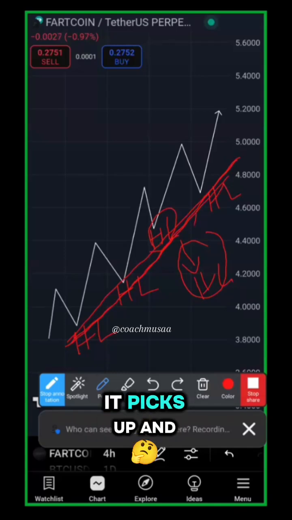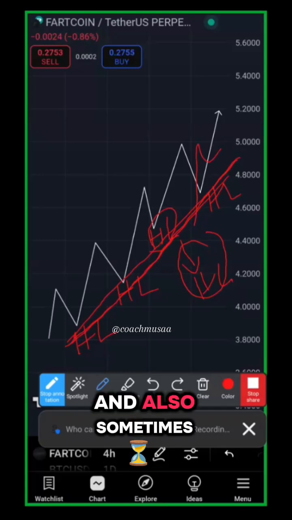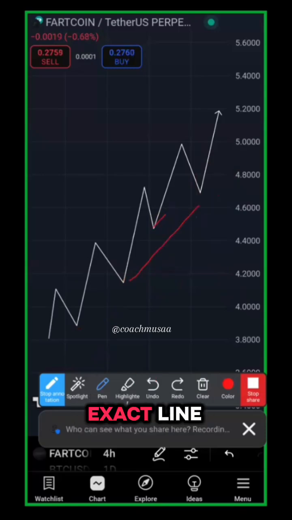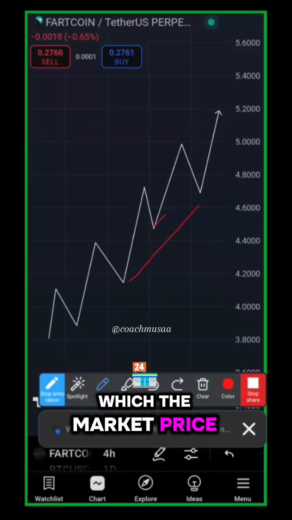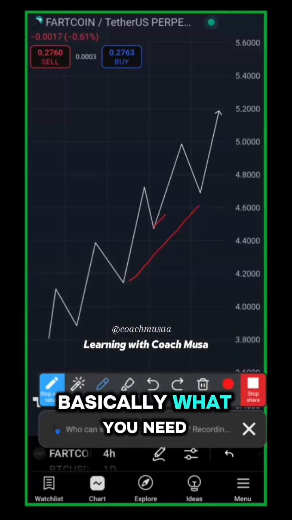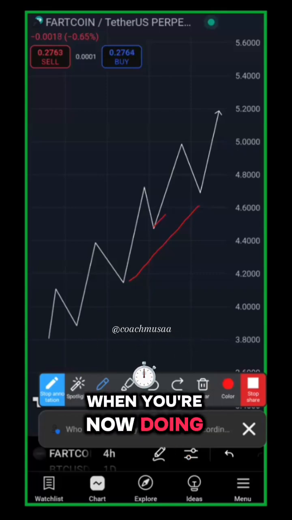For as long as it picks up and comes back and maintains the trend, it is okay, all right? And also sometimes you'll find a scenario where the price does not really come to the exact line. It is still also okay, right? It also depends on the momentum at which the market price was retracing. Yeah, so that is basically what you need to know, that you're most likely going to encounter on the chart when you're doing it in real time.